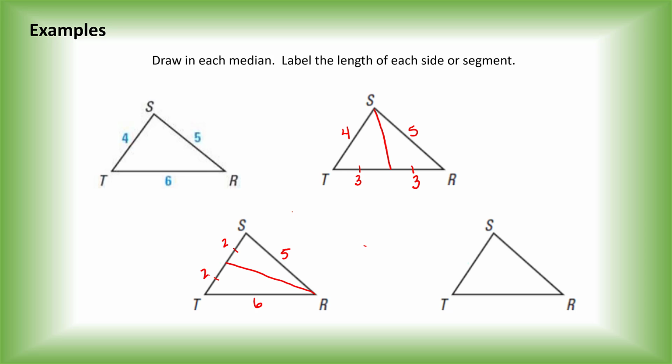And our final median would be from the angle T. So going from T to the midpoint of SR. So the side ST does not change, it's 4, and TR is still 6. SR now is the one being cut in half. The midpoint makes 2 congruent pieces, so each piece would be 2.5, because 5 divided by 2 is 2.5.